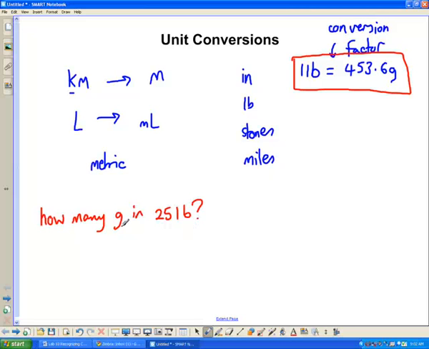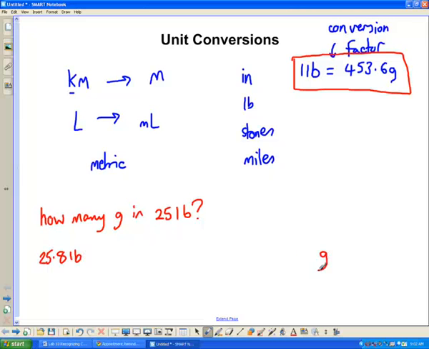So I'm being asked for grams and I have pounds to begin with. I can't start with grams because that's what I have to get as my answer. So I have to start with pounds, and I'm going to say 25 pounds. In fact, let's change this up a little bit. Let's say 25.8 pounds, just to give us an extra significant figure. 25.8 pounds. And we want to somehow end up in grams over here.